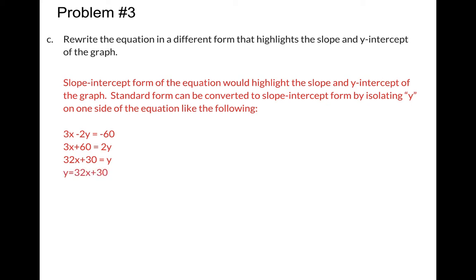Can flip that around, and now what I know is, because I have y equals mx plus b, m is my slope of 3/2, and the y-intercept is 30, just what we had from the last problem when we knew the y-intercept was 0, 30.